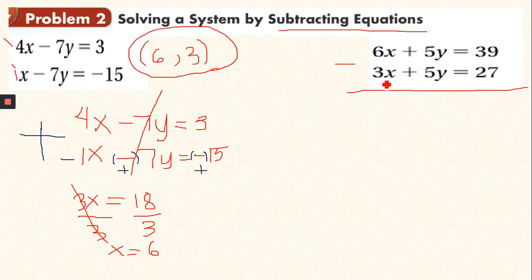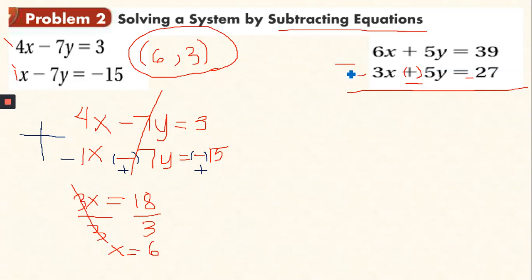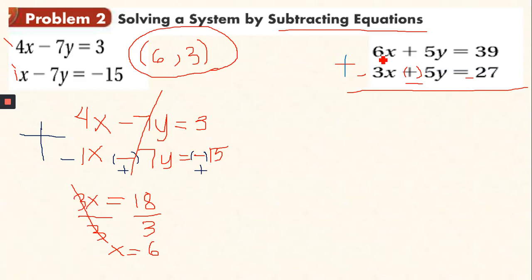The sign of 3x is positive, so you're going to change it. It will become negative. The sign of 5y is positive. Change it. It will become negative. The sign of 27 is positive. Change it. It will become negative. Okay? And the subtraction sign will be changed. It will become addition. Meaning to say, we're going to follow the rules in adding integers.